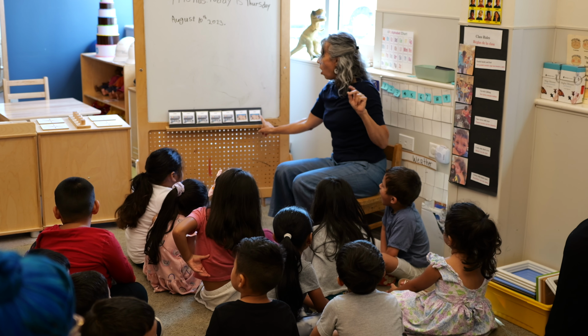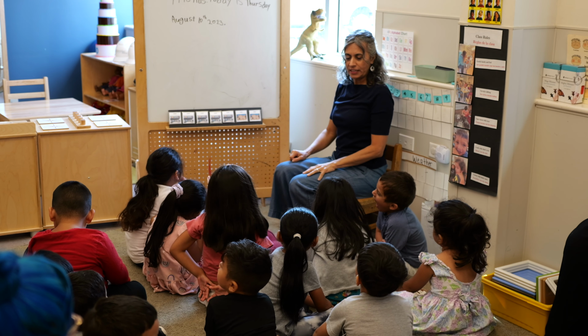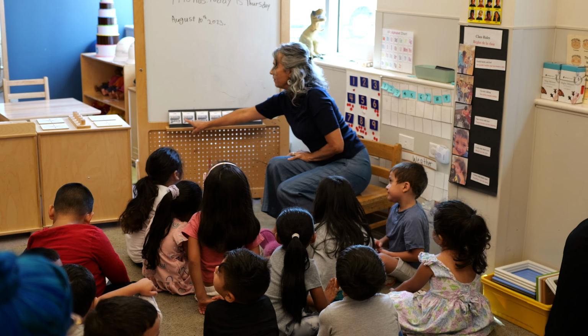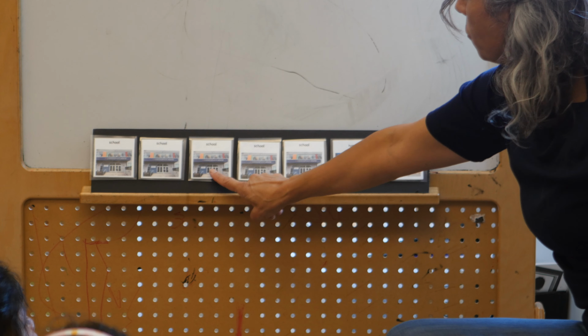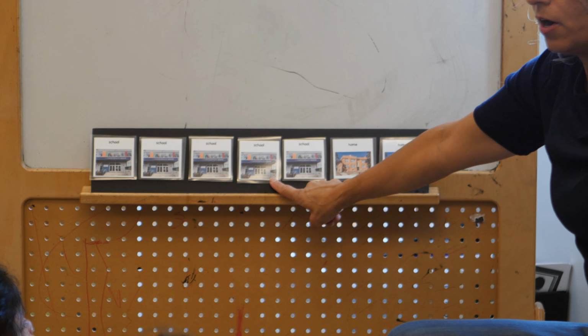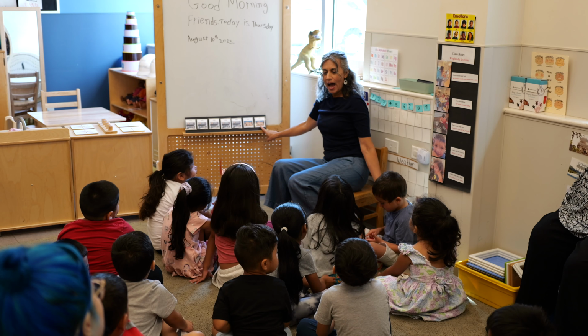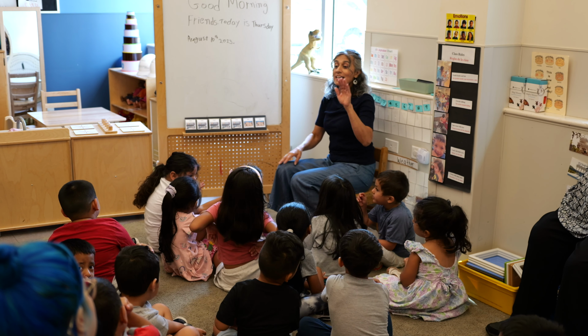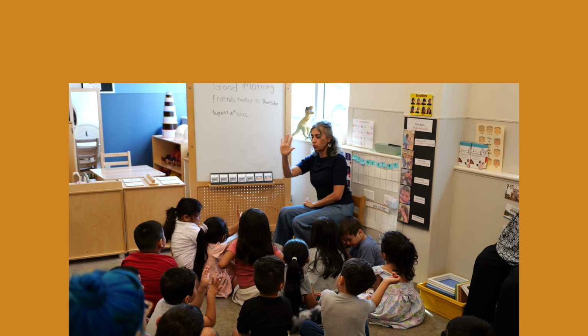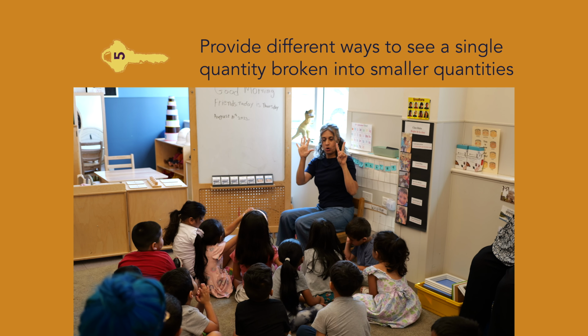Right? And all together, how many days do you think that is? Should we count from the beginning and see if we can figure it out? You ready? 1, 2, 3, 4, 5, 6, 7. How many days all together in our week? 7. We have 5 school days and 2 at home days.